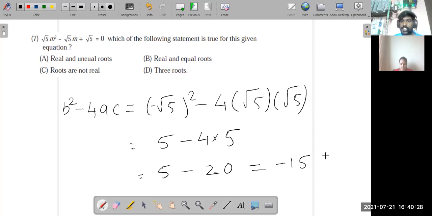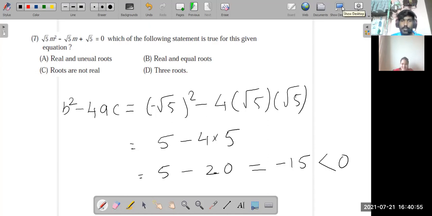Now this is negative. So is it real and unequal? No, actually it has to be not real. You see, roots are not real when it is negative. It is not real.